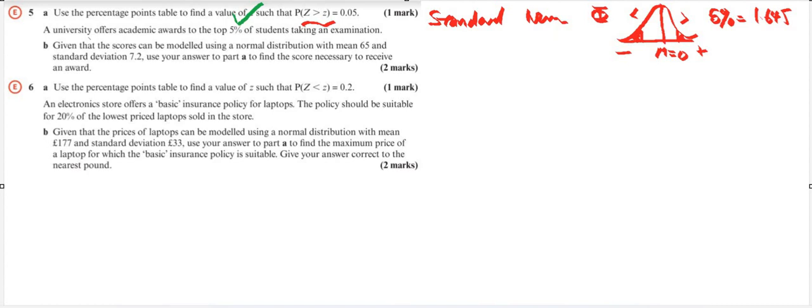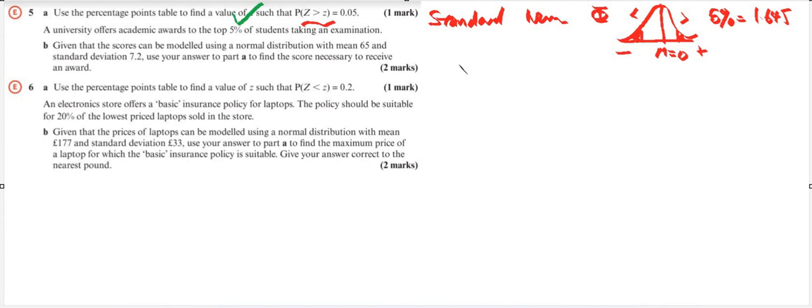Now it says a university offers academic awards to the top 5%, which is basically our top 5% we found, for students taking an examination. Given the scores are modeled using a normal distribution with a mean of 65 and a standard deviation of 7.2, use your answer in part A to find the score necessary to receive an award. Now, we've been given a different mean and standard deviation, so what we're going to do is standardize it.